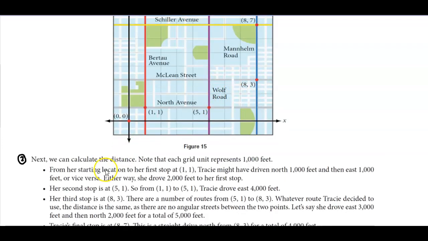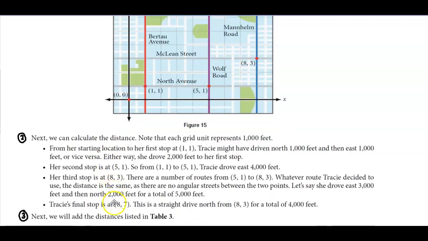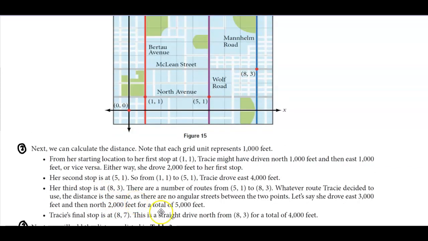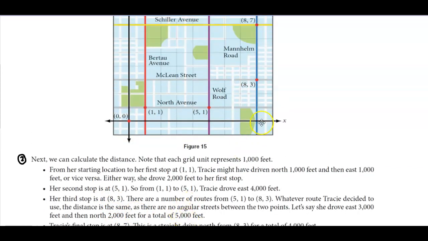Now, lastly, her final stop is at (8, 7). So this is a straight drive north from (8, 3). So going up here, 1, 2, 3, 4, that means she's driven 4,000 feet to (8, 7).